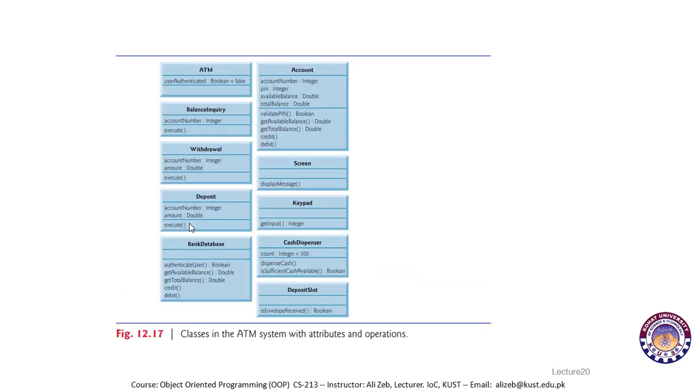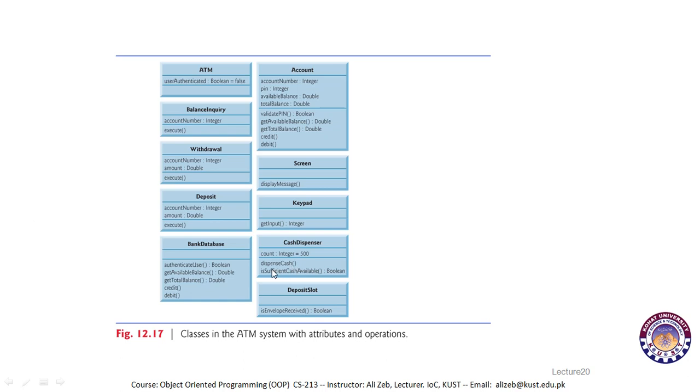To put the operations within the class diagram, now we have the updated class diagram. As we can see, our class diagram is getting more details with each analysis process. So we have an execute function in our balance inquiry that would display the balance inquiry of the user. We have an execute function in the withdrawal class that will execute the withdrawal function. We have a display message in the screen class. We have a get input that will get the input from the user, with the return type mentioned in front of the function separated by a colon. We have an execute that will execute the deposit function.